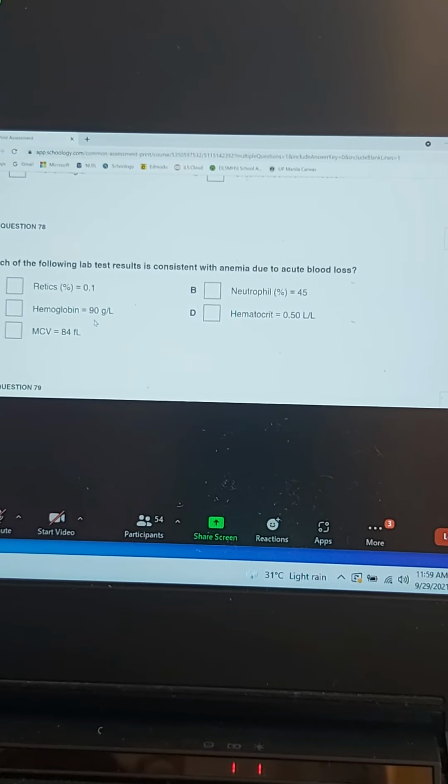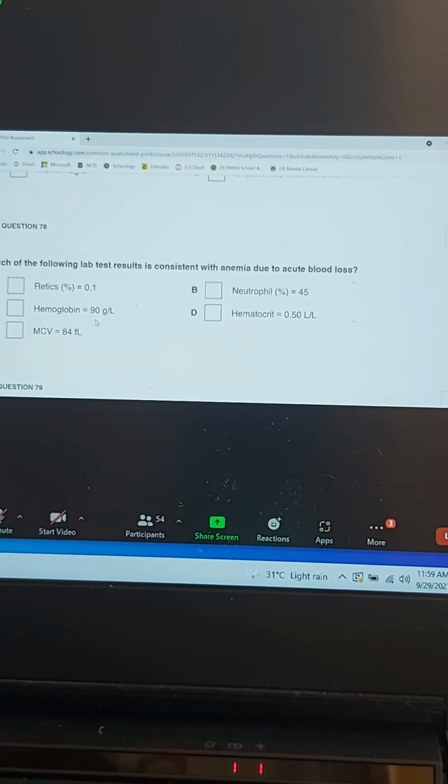Letter D, hematocrit of 0.5 liters per liter, 50% hematocrit. Is it consistent or not?